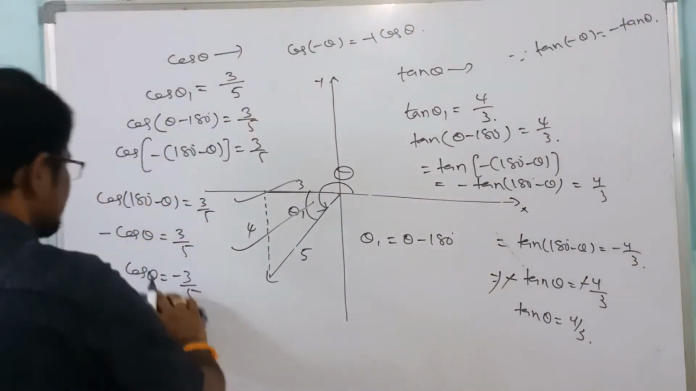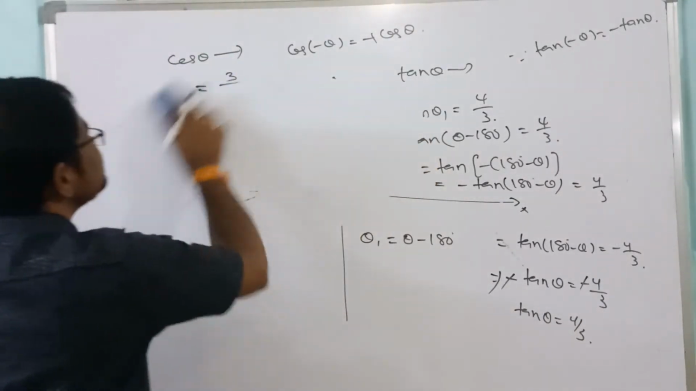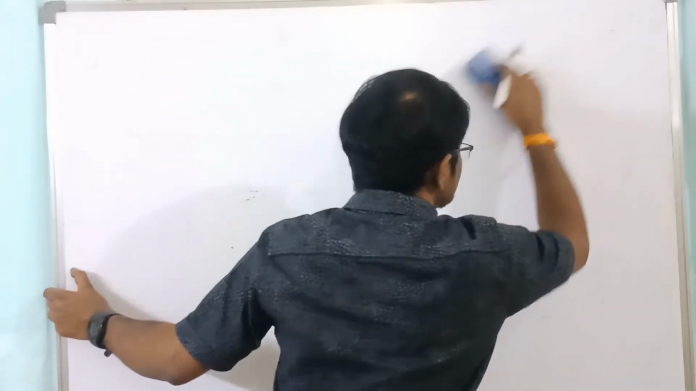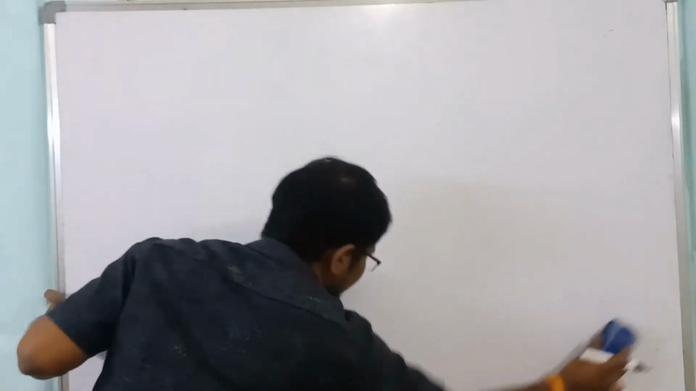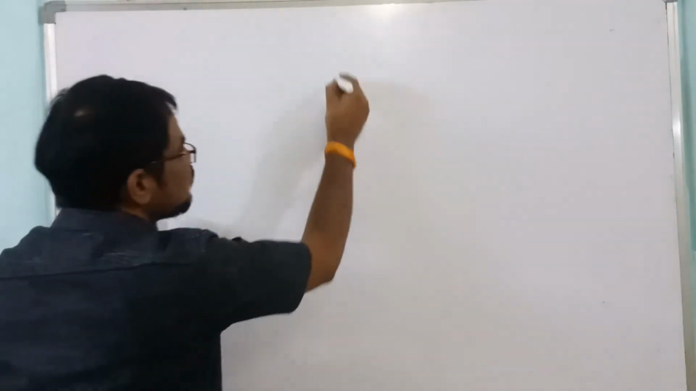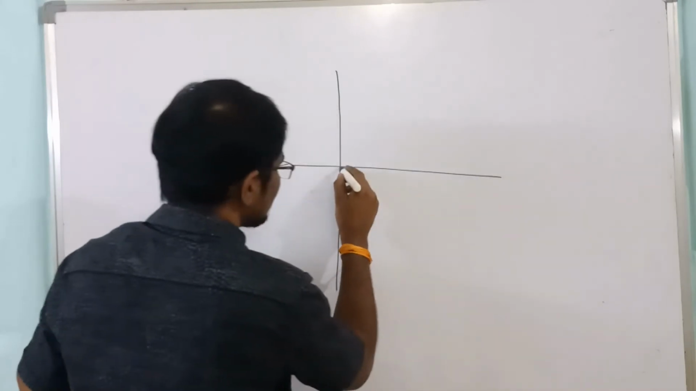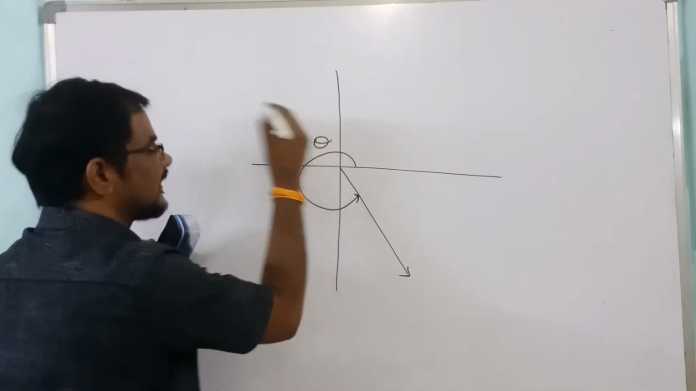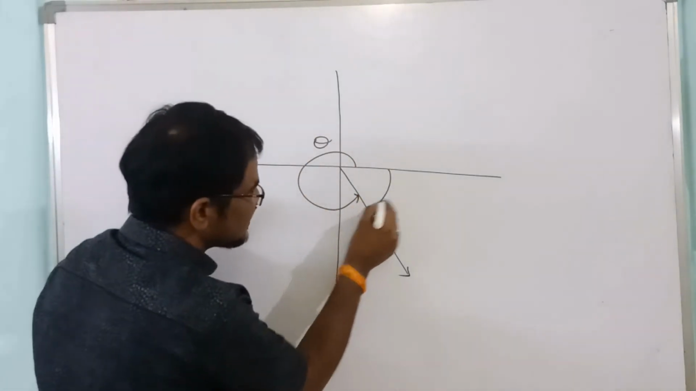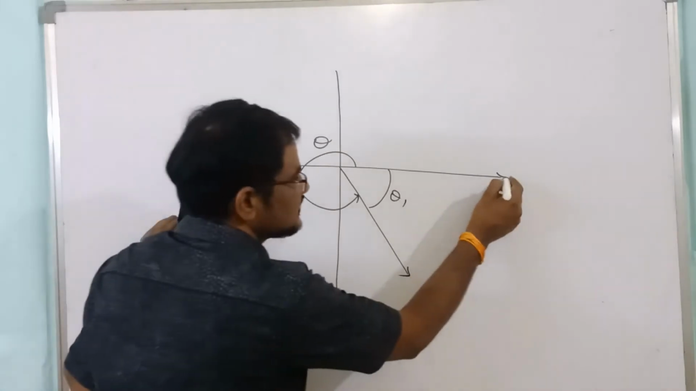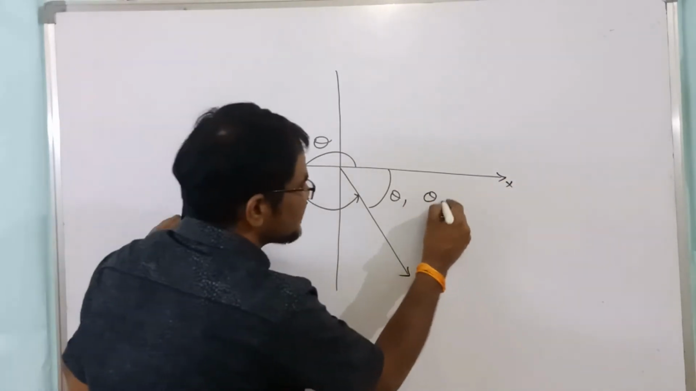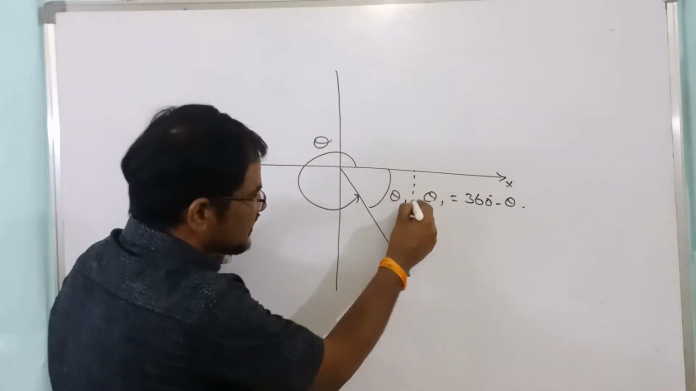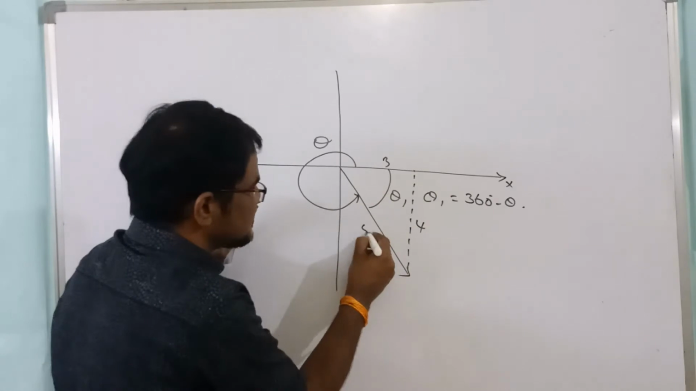Right. Suppose the same angle is in the fourth quadrant. How to find the trigonometric values? Same: if you take the angle in the fourth quadrant, like this, from here to here the angle is theta. So how to take the reference angle? This is theta 1, the reference angle. Now in the fourth quadrant, the reference angle is 360 minus theta. Same, from here to here it is 4, here 3, means here 5.